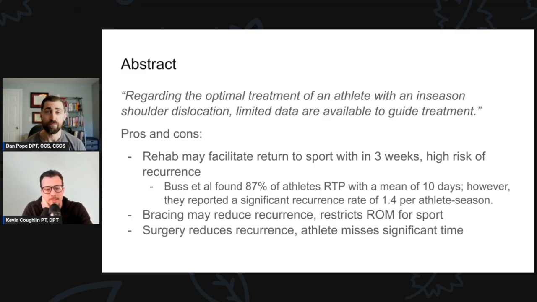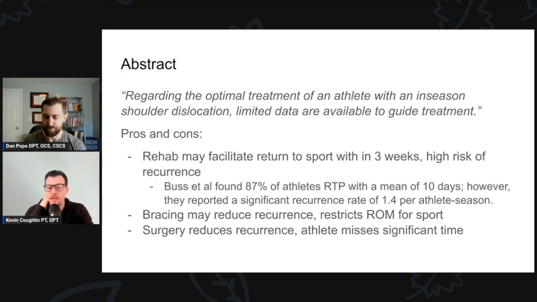Yeah, same stuff. So, what they find is rehab may facilitate a return to sport within 3 weeks, but like we've talked about in the previous episode, there's a high risk of recurrence. So, Buss and colleagues found 87% of athletes return to play in an average of 10 days, but there's a significant recurrence rate of 1.4 per athlete season. So try to get these folks back, but like you were saying previously, we might be doing them a disservice. We might not have all the tools at our disposal to prevent the recurrence.